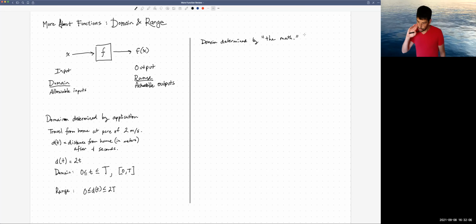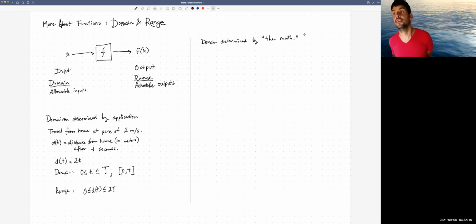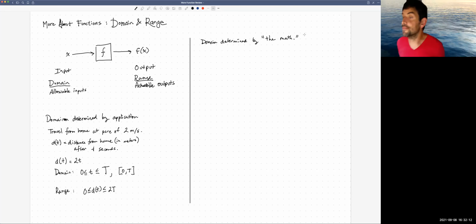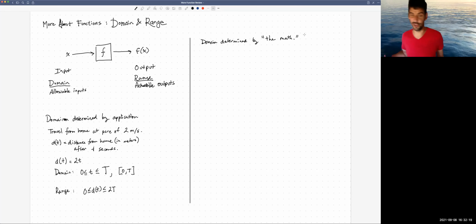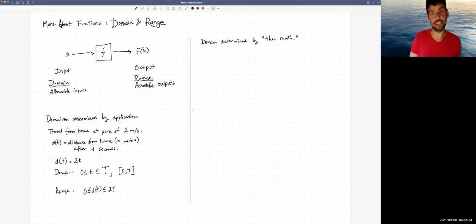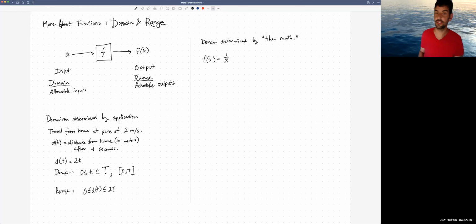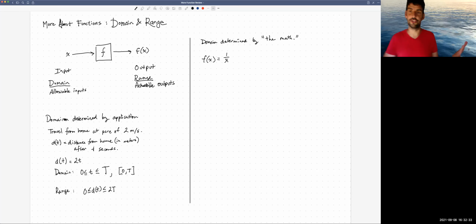Okay, so what I mean by this is something about the function itself mathematically might determine what numbers this function can actually act on. Okay, so let's give a classic example. Let's say f of x is equal to 1 over x.